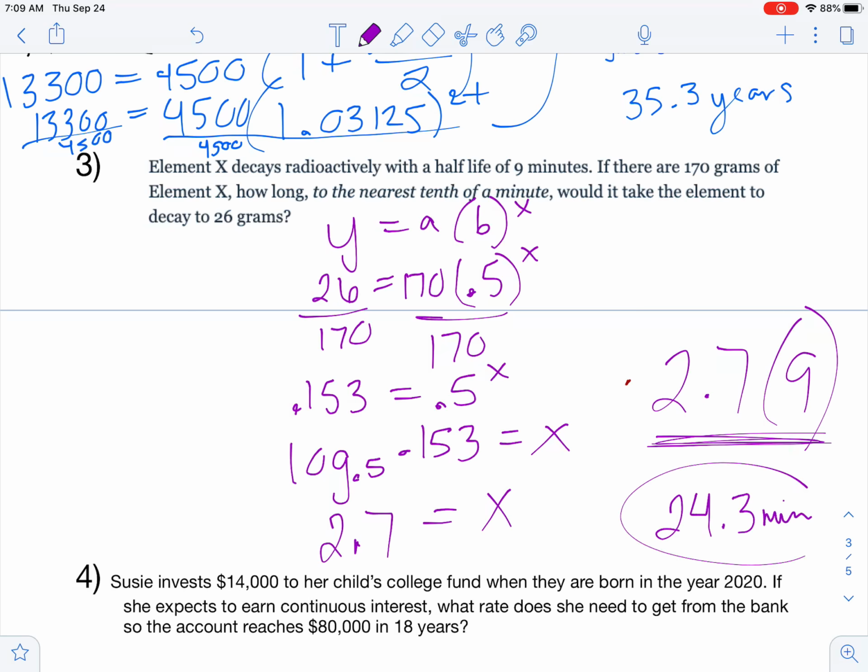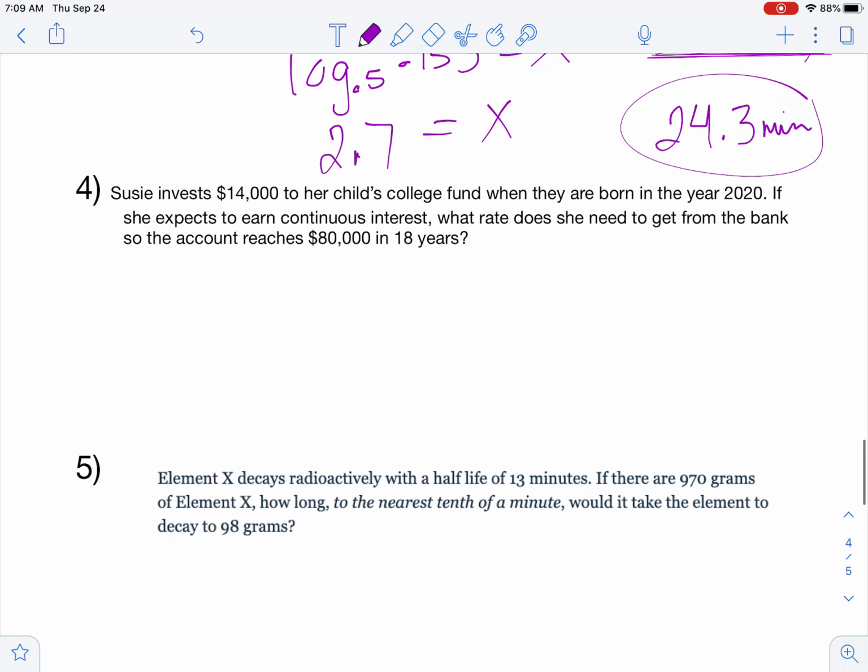And remember, 2.7 would probably be on a multiple choice question as an answer choice, so be careful. Make sure you go back and multiply by the half-life. Good job, guys. I want you to try number 4 and 5 on your own, and then watch the second video when I go over them. Thanks, guys.